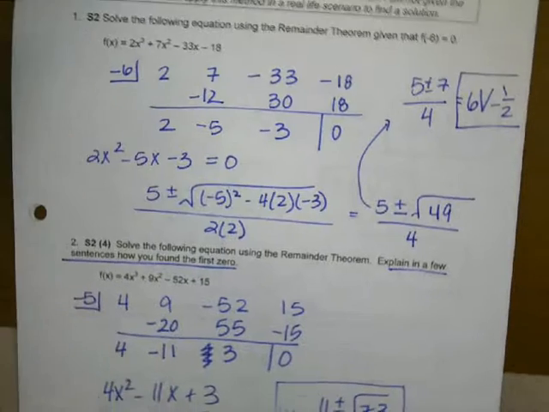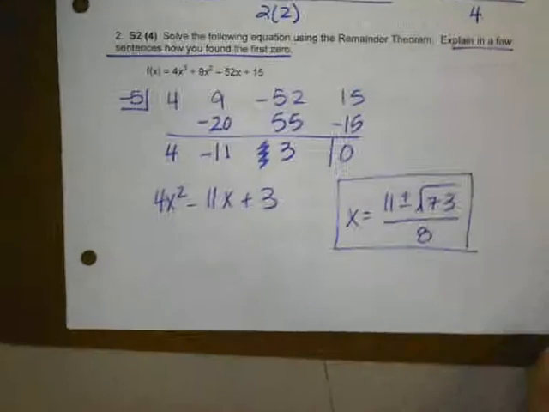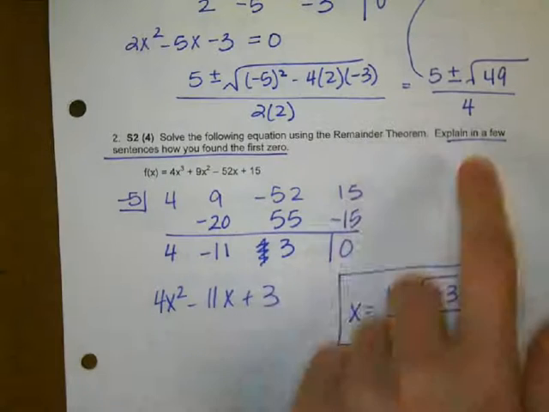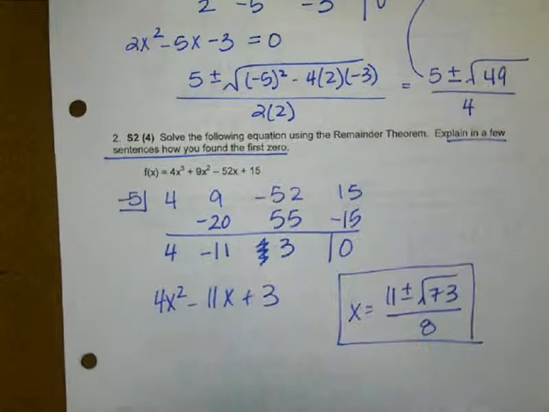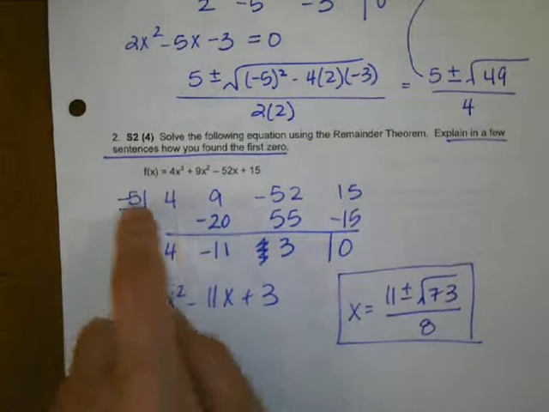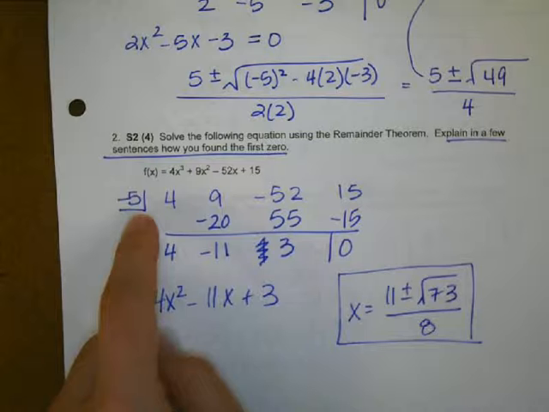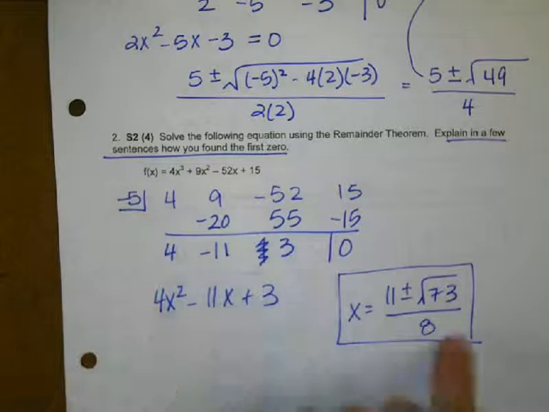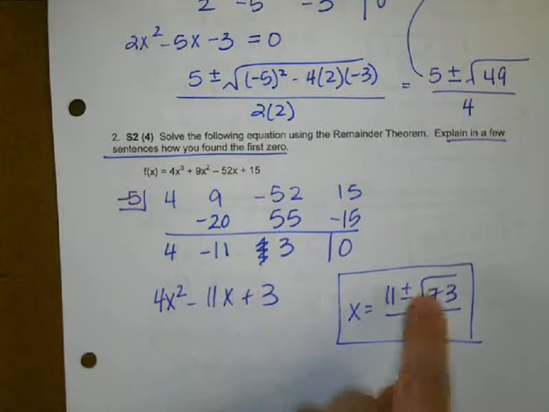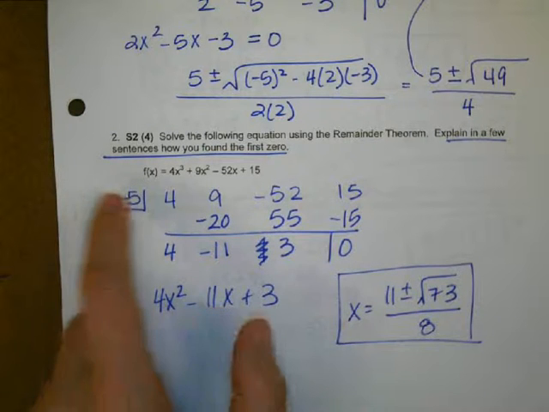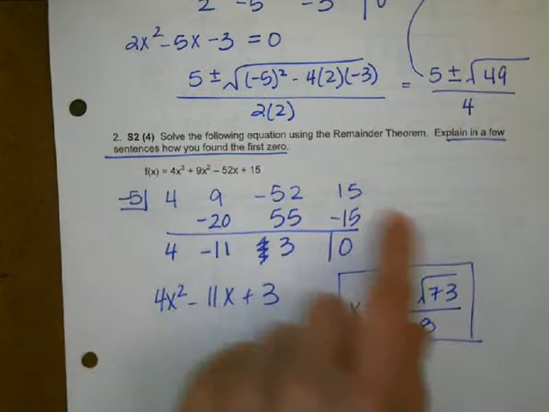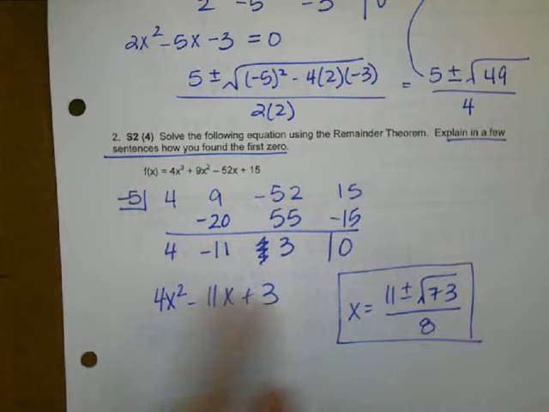And then for number 2, the only thing I didn't do on here is explain in a few sentences how we found the first 0. I graphed it on the calculator and then tried to find a nice grid point where it crossed, which was negative 5. So I used negative 5 first. And it actually benefits me to use negative 5 because my other two answers end up being decimals, so it would be hard to plug those in. So I plugged in negative 5, went through it, wrote the depressed polynomial, and then solved it using the quadratic formula.